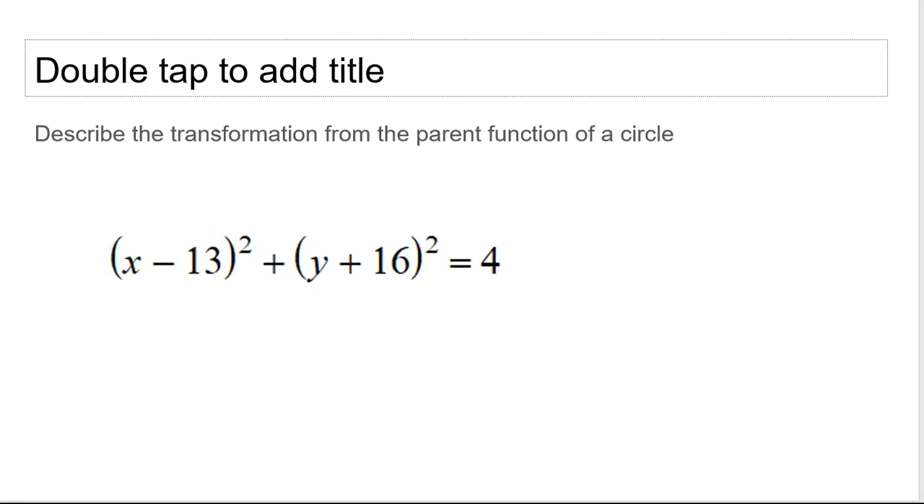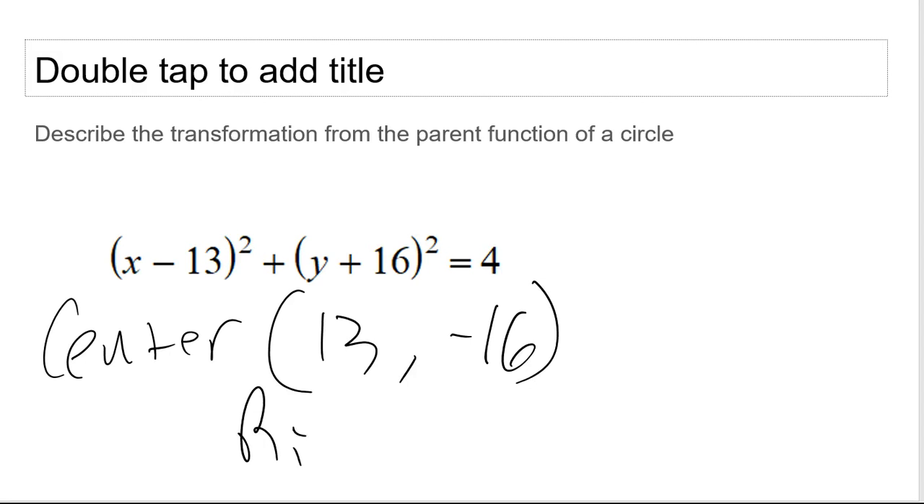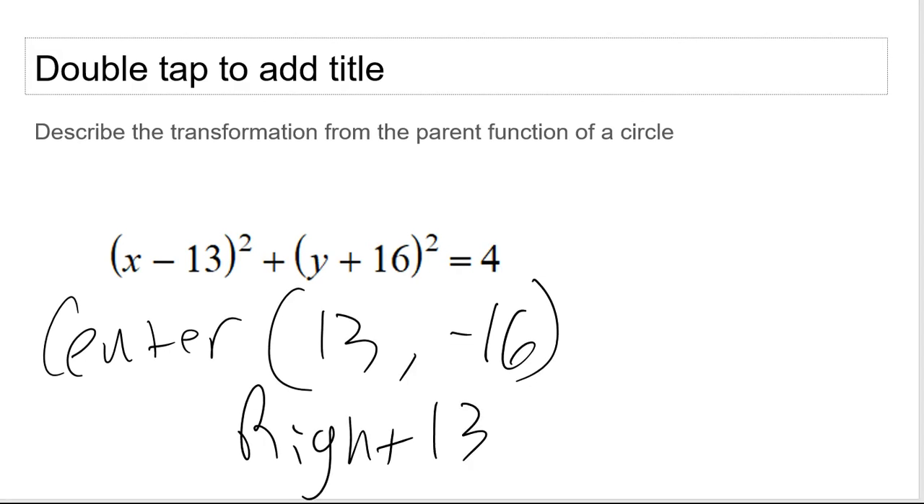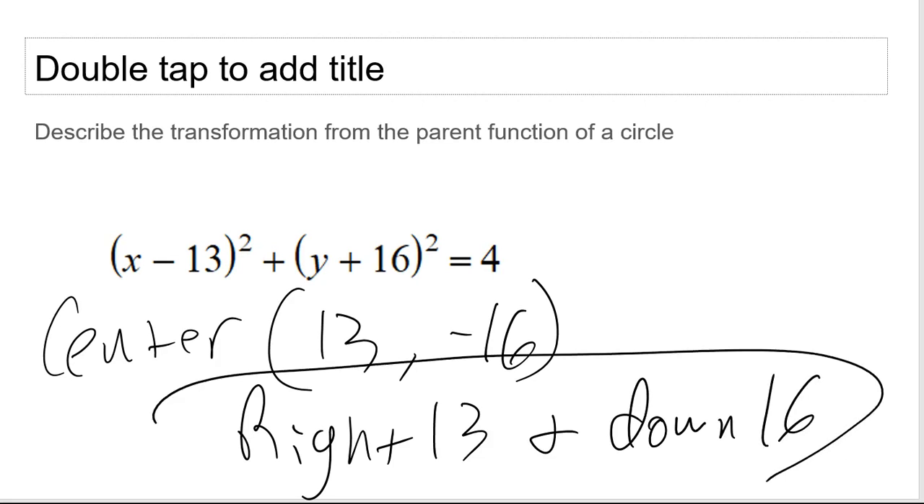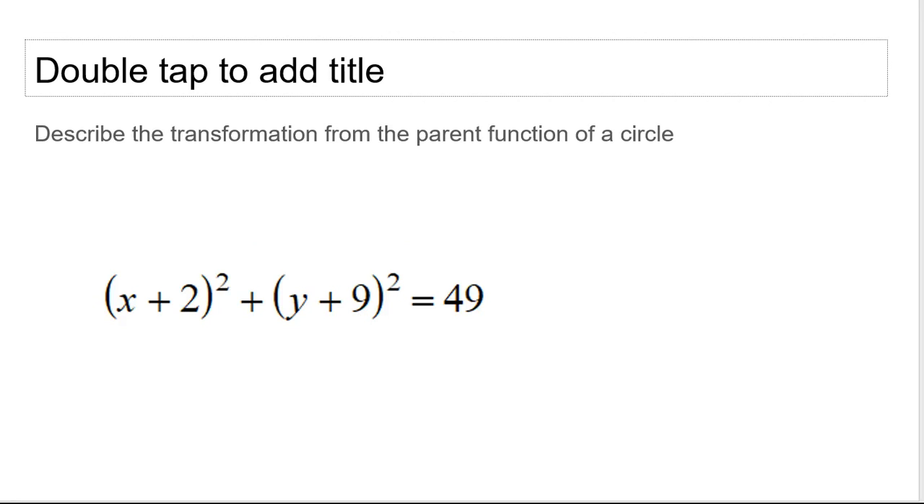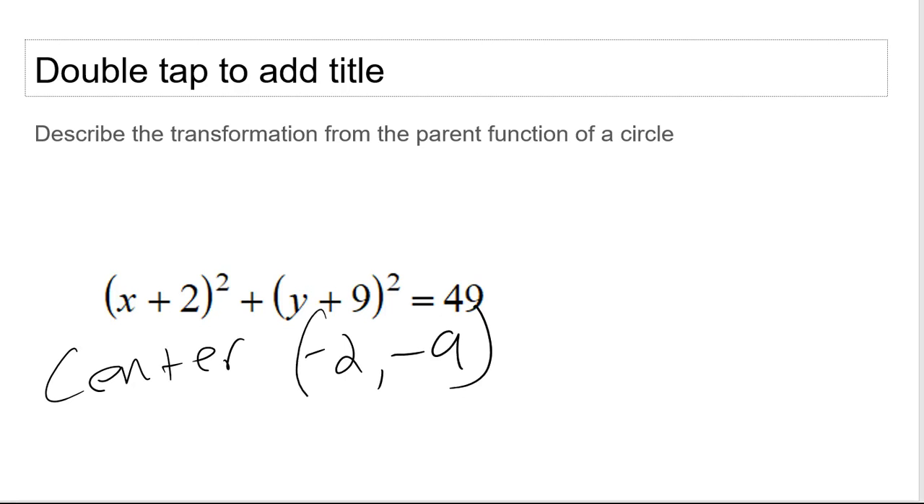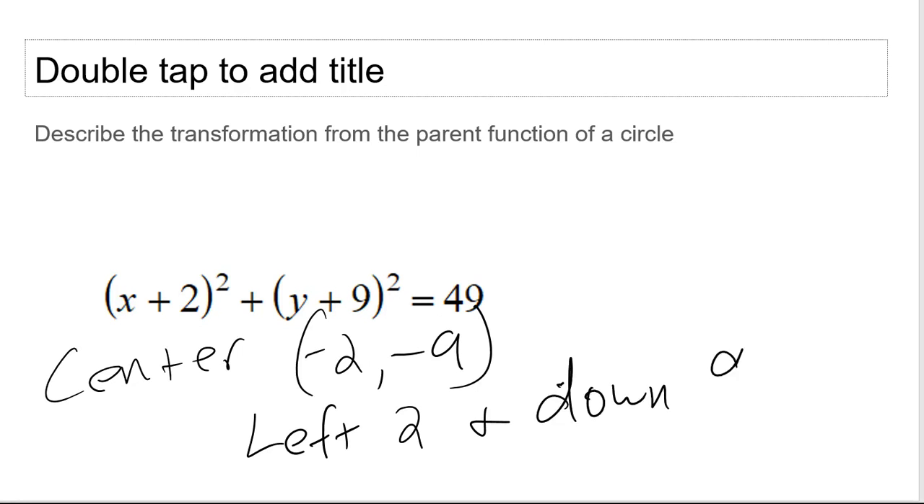So with this one, just make sure to write down your center. It's 13, negative 16. So that tells me to move right 13 and down 16. And that's my answer. Alright, so in this problem, once again, find the center. Negative 2, negative 9. This one tells me to go left 2 and down 9. And there we go.